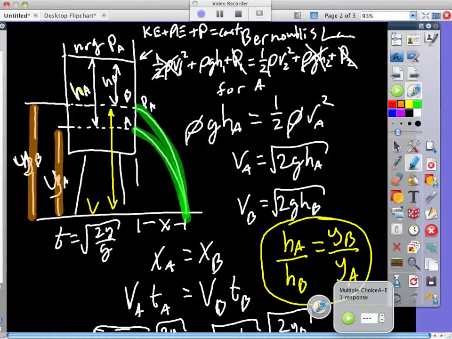I have the vertical height to the hole, and then I have the height from the liquid down to the hole. Okay, so I'm looking at from the top of the liquid to the floor. I'm measuring with respect to either one of those boundaries. I'm measuring up to the hole from the floor, and I'm measuring down to the hole from the top of the liquid. I measure down from the top of the liquid because that gives me the velocity. That's how I get the velocity. But I'm measuring up from the floor because that gives me the time it takes to fall.